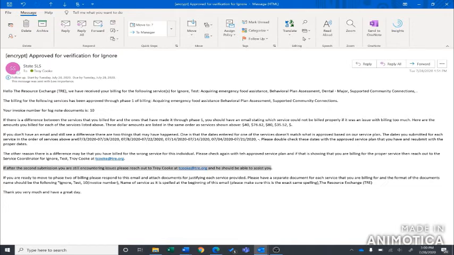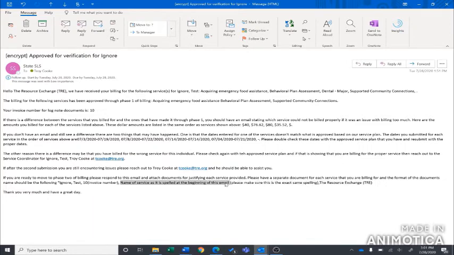This last part is about phase 2 of billing. It says, if you are ready to move to phase 2 of billing, please respond to this email and attach documents for justifying each service provided. Please have a separate document, this is important, have a separate document for each service that you are billing for. And the format of the document's name should be the following. Should be the person's name, so for this case, test ignore, the invoice number, 10 for us, the name of the service as it is spelled at the beginning of this email.